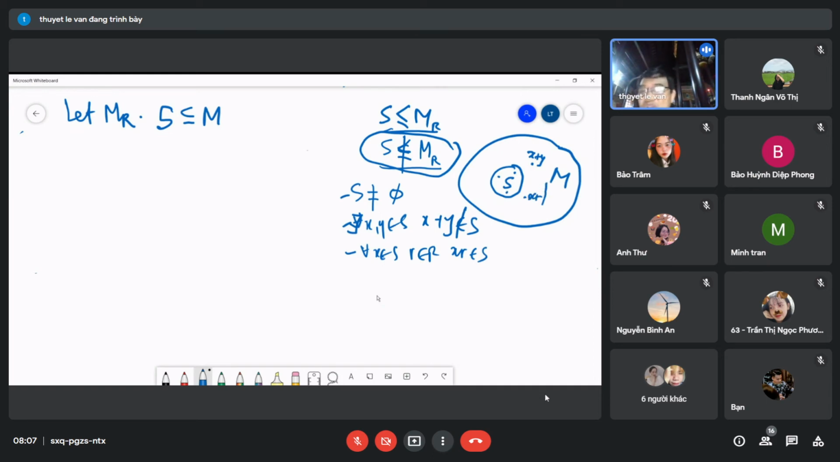Now I collect all the elements here, meaning that I extend this set to this one, so that the extension is a submodule of M. And I say that it is generated by S. Okay, so we have the definition here.